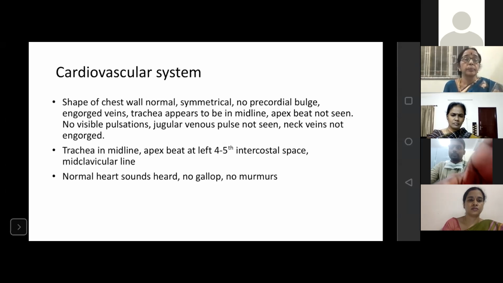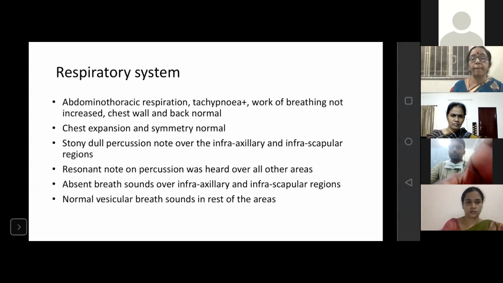Apex beat was felt at the 4th to 5th intercostal space in the mid-clavicular line. On auscultation, the heart sounds were normal. There was no gallop or murmurs. Respiratory system examination: it was an abdominothoracic type of respiration. Child was tachypneic, but there wasn't any increase in the work of breathing. Chest wall and back were normal.